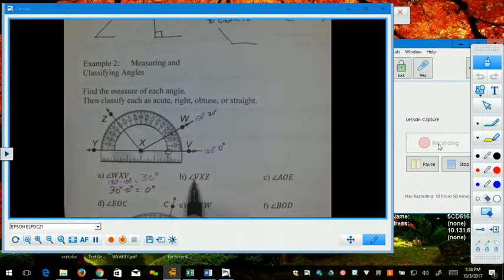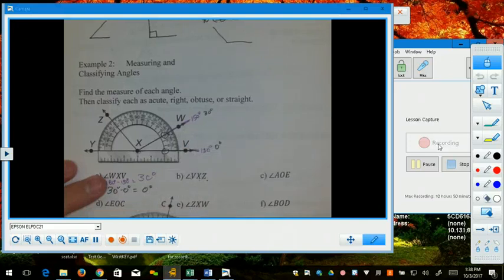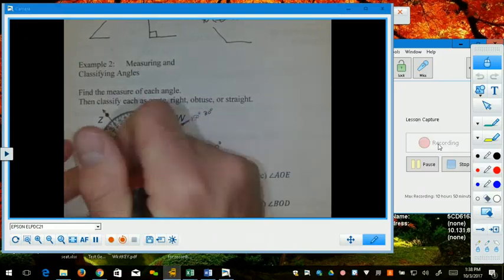For our next angle, angle VXZ, on the outside, again, is at the 180.